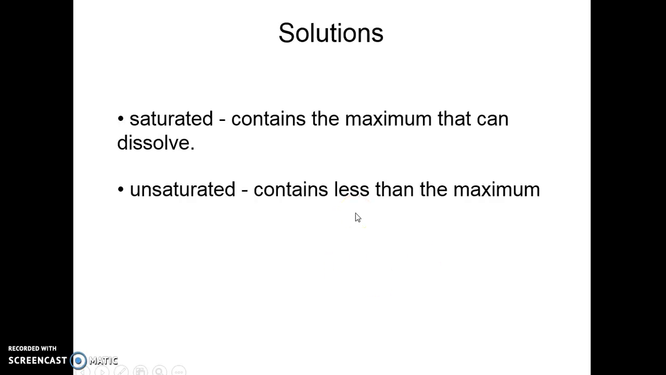Solutions can be either saturated or unsaturated, and this has nothing to do with double bonds. What it has to do with is the maximum that can dissolve. There's a maximum amount of sucrose that you can put into water. If you have less than that maximum, we call it an unsaturated solution. If you have all that it will contain and there's more solid at the bottom of the container, then that's called saturated.